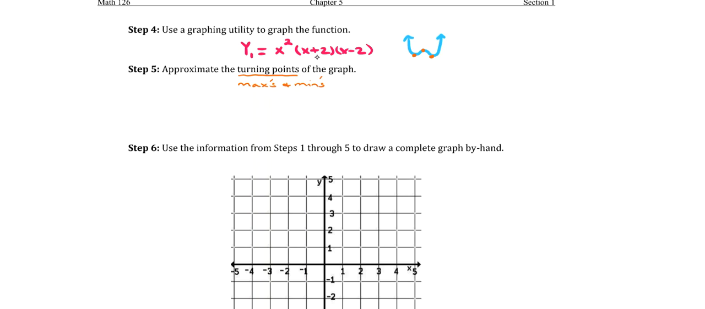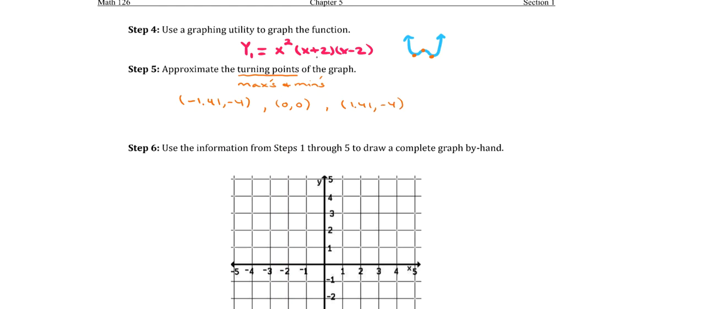By using the minimum and maximum features of the graphing calculator, I arrived at the following as turning points. One turning point is at approximately -1.41, -4. Another turning point is at the origin, 0, 0. And another turning point is at +1.41, -4.